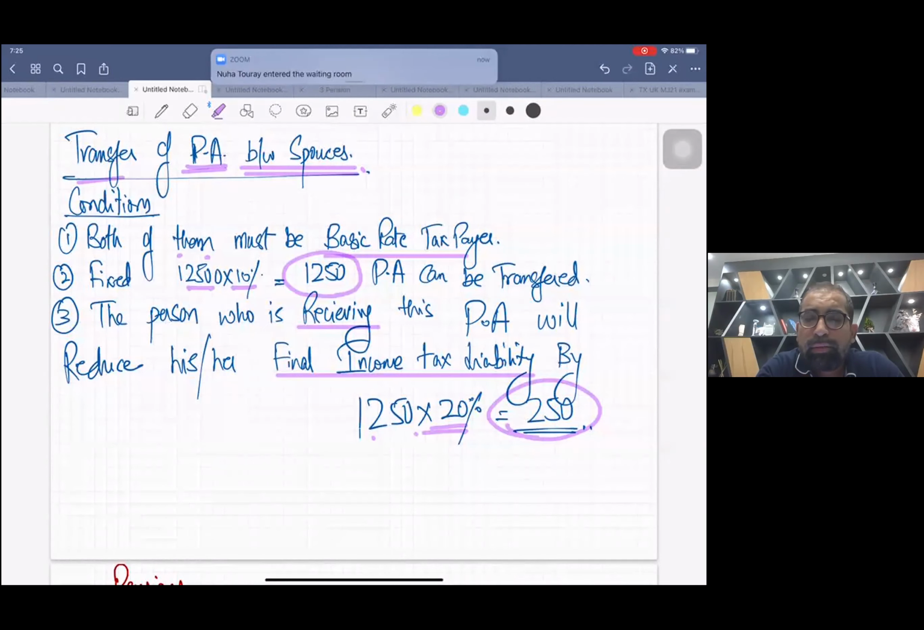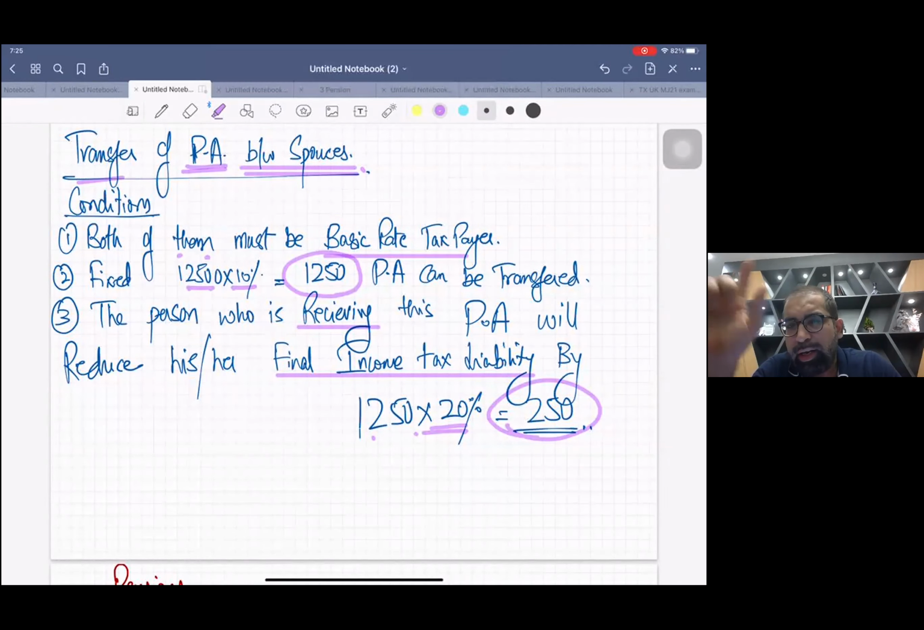The second thing, fixed amount is allowed. Only 12,500 is your standard allowance. You can only transfer 10%. So 12,500 times 10% is 1250. So you can transfer to your wife, or wife can transfer to the husband, fixed 1250 personal allowance.